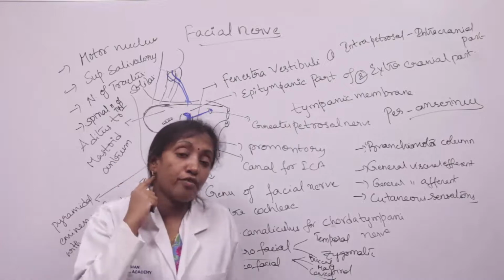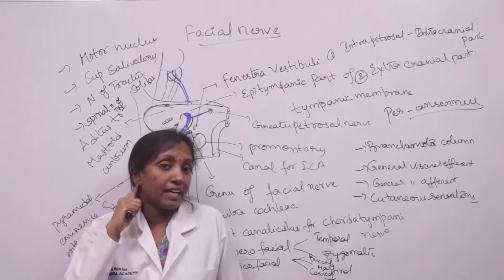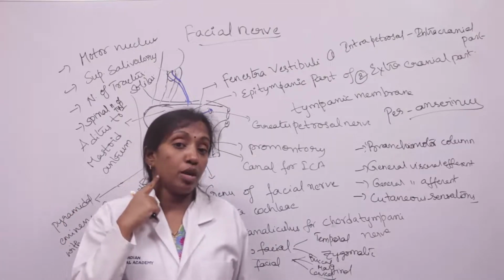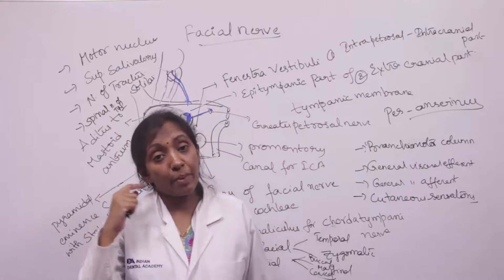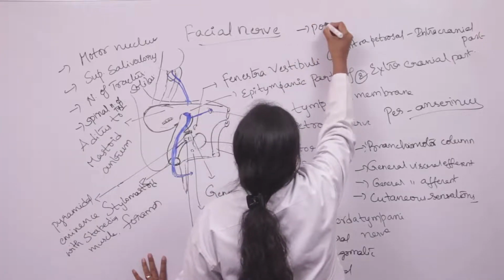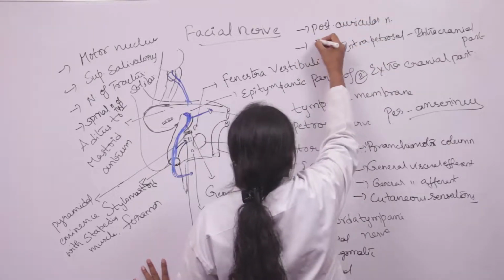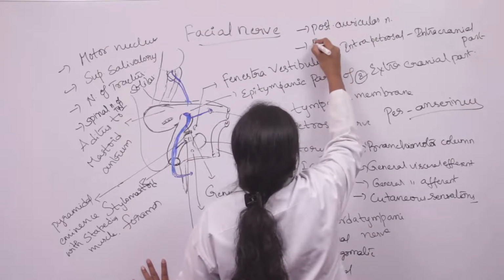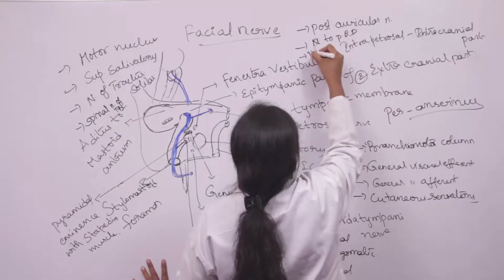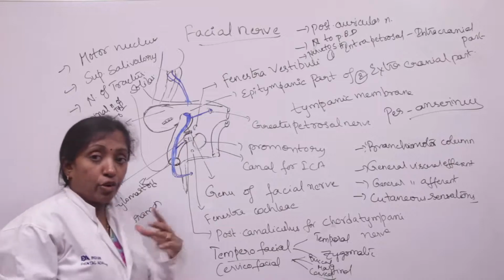And one more thing, after emerging from the stylomastoid foramen, the facial nerve gives one important branch, the posterior auricular nerve. The posterior auricular nerve supplies the occipitalis muscle. So after emerging from the stylomastoid foramen, before entering into the parotid gland, the facial nerve gives three branches: the posterior auricular nerve, the nerve to the posterior belly of digastric, and also the nerve to stylohyoid. Okay, so these are the branches of the facial nerve before entering the parotid gland.